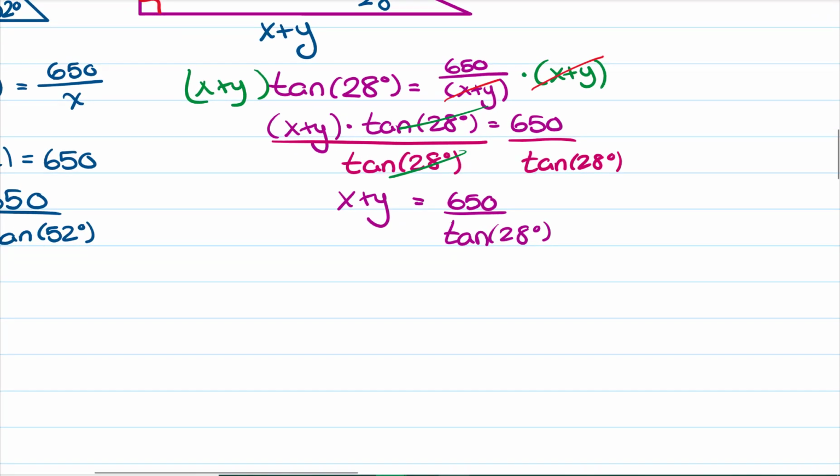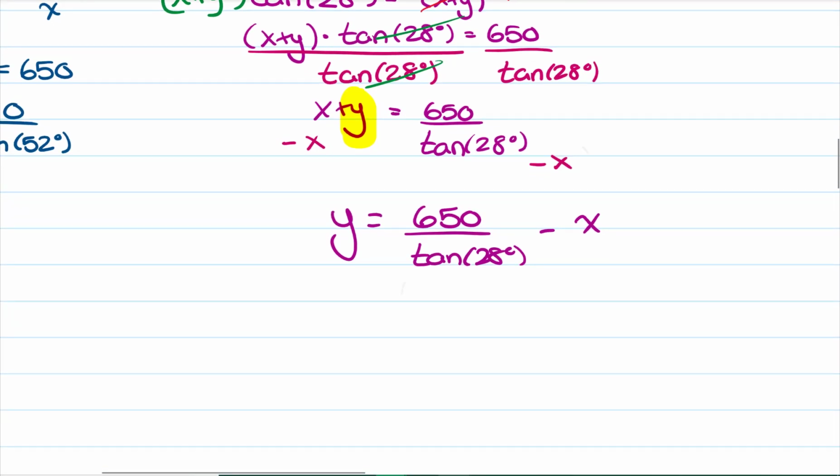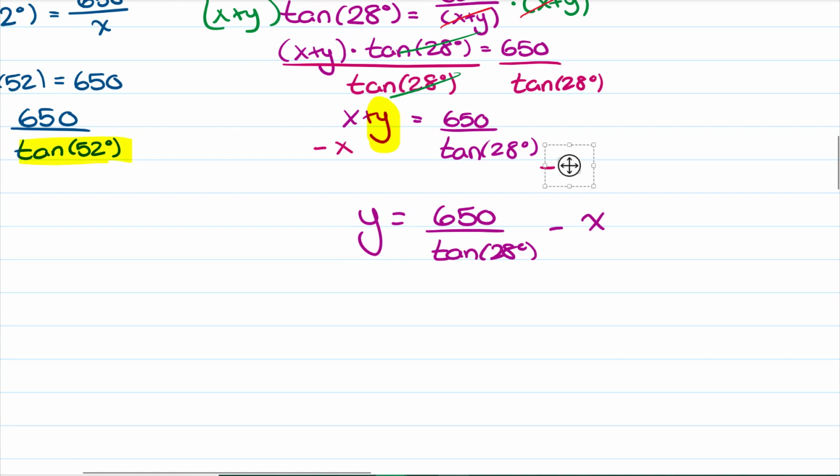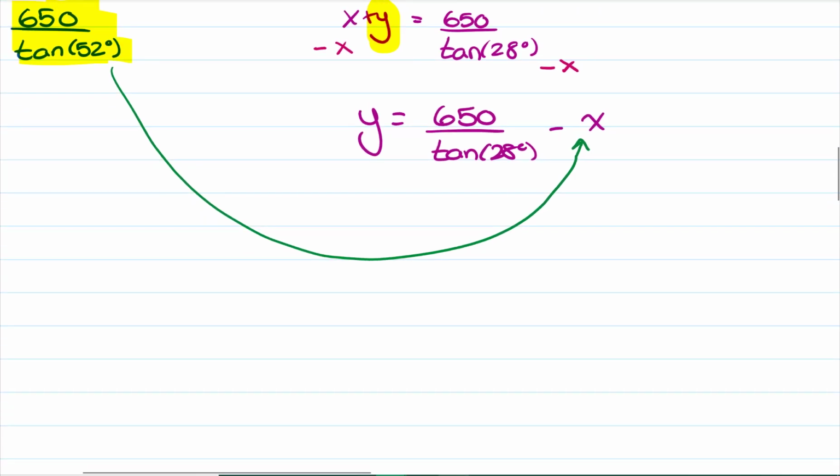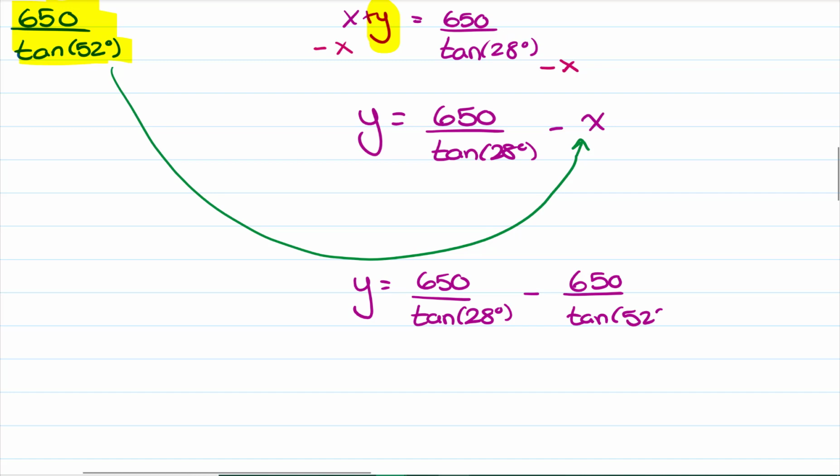Now, since I want y by itself, again, my goal was to get this by itself, I'm going to subtract x from both sides. So I get y is equal to 650 divided by tangent of 28 degrees minus x. Well, remember, I actually did find x. It's right here. So I'm going to take this value and put it in there. So I get y is equal to 650 divided by tangent of 28 degrees minus 650 divided by tangent of 52 degrees.